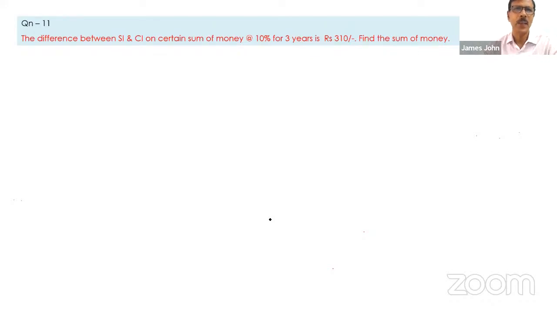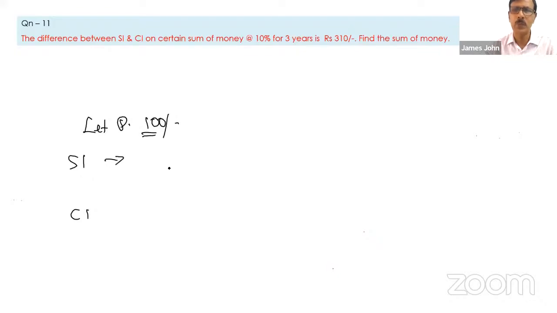See, the difference between simple interest and compound interest on a certain sum of money at 10% for 3 years is 310. Find the sum of money. This is the question. It's an indirect question. So here, you have to assume that the amount is 100. If P is 100, you calculate the simple interest and the compound interest for this amount at 10%.